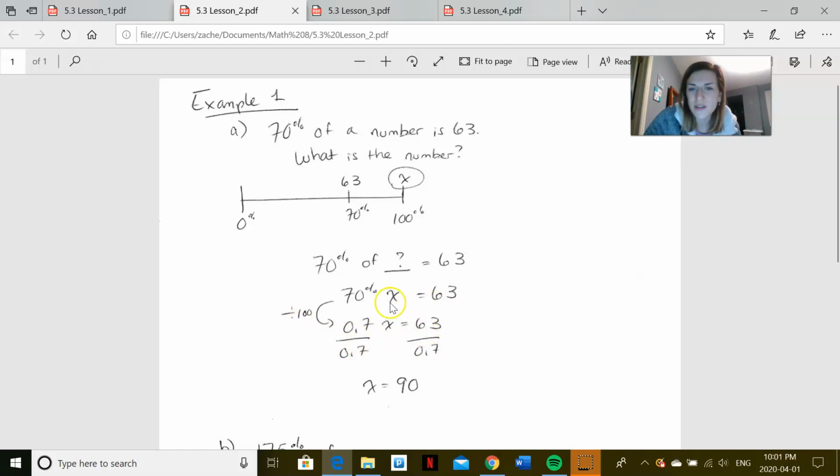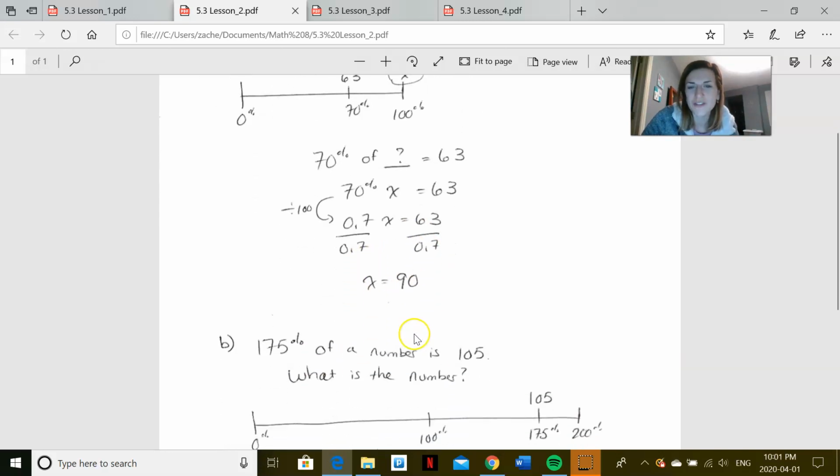So once we have this equation figured out, now we just have to get x all by itself. So we divide both sides, because right now this is being multiplied. So we want to do the opposite to get rid of it. So 0.7 divided by 0.7 is 1, and 63 divided by 0.7 is 90. So that means that 90 is our total amount. Okay, let's try another one.